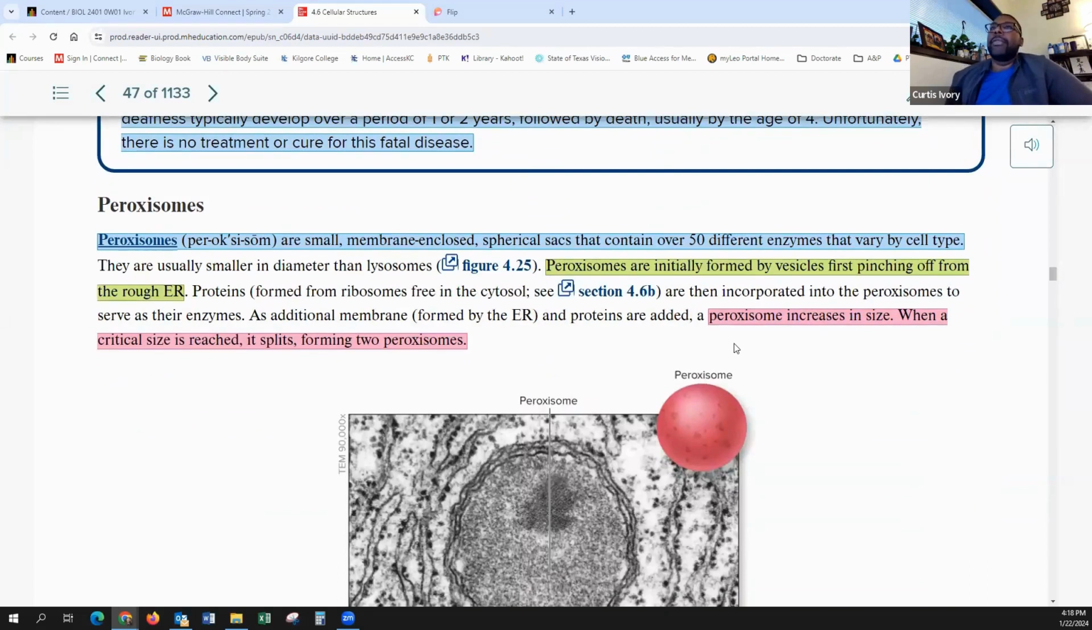Peroxisomes, they're small as well. They can contain over 50 different types of enzymes. They are formed initially by pinching from the rough ER. So the rough ER has a lot of different things that it does for the cell. And they can potentially increase in size. And if they get too big, they actually split into two.